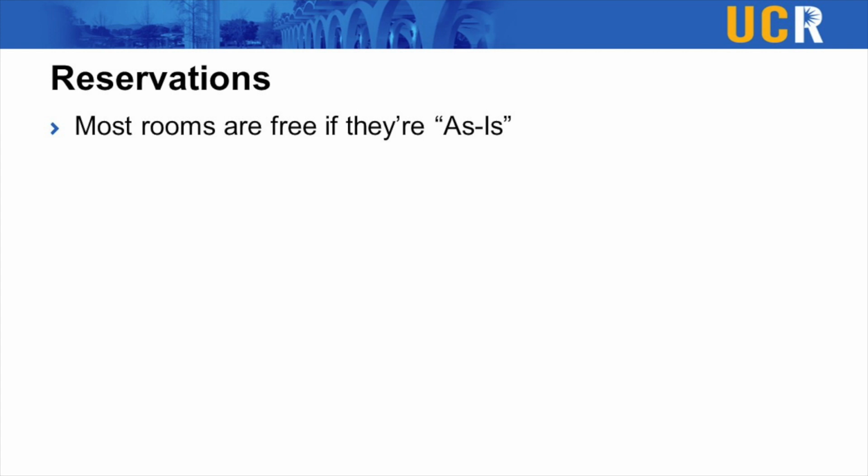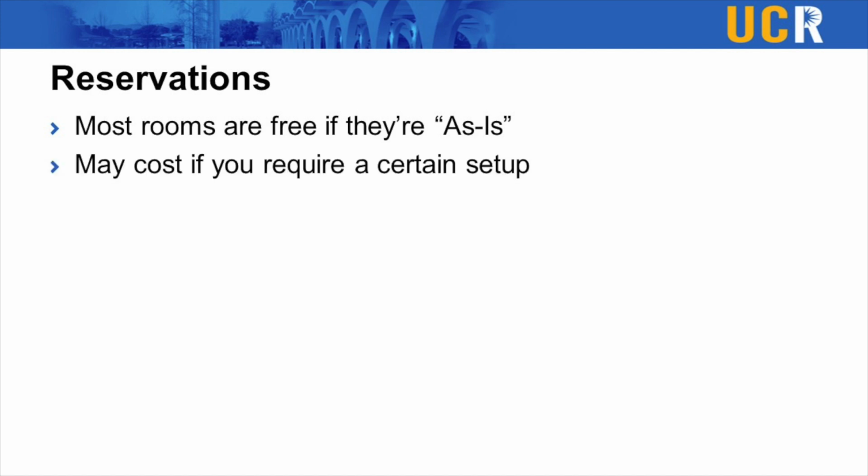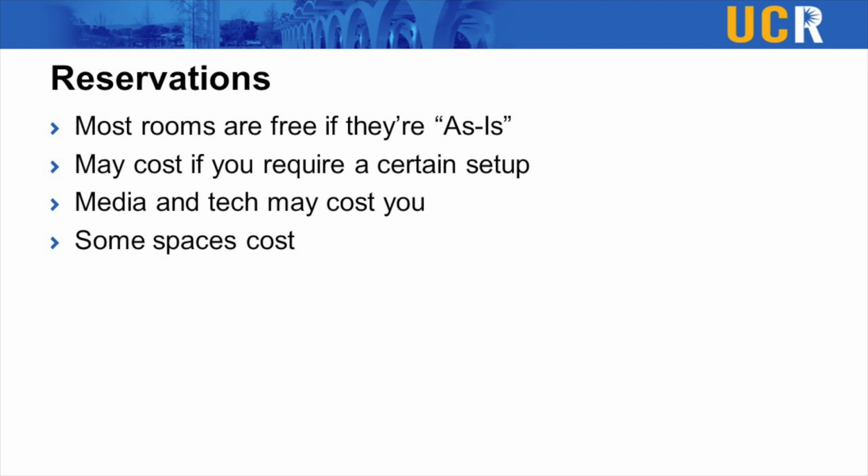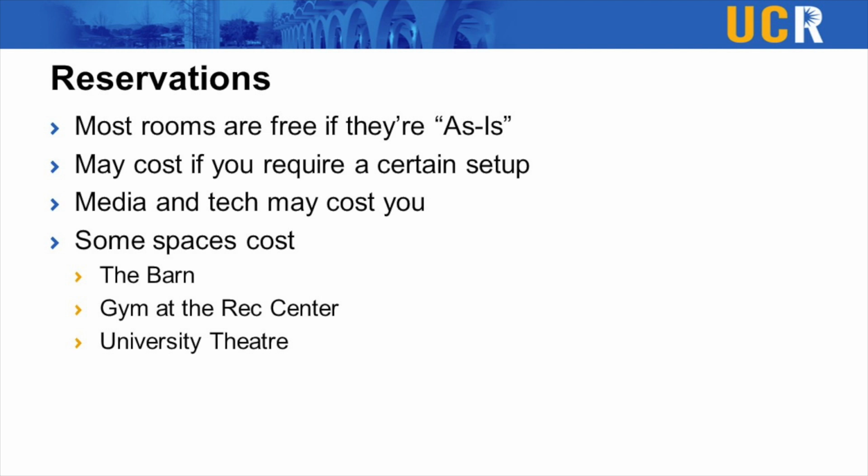Luckily, most rooms are free of cost if you select the option that says Set Up As Is, which means your group would take the room exactly as it is. If you pick to have your room set up for you, it may charge you for that setup. Also, any sort of media or technology that you want to use would cost you, so think of those things when you're budgeting for the year. There are a few spaces that cost to use, such as the barn, the gym at the rec center, and the university theater near Olmsted. Most hub and academic rooms are free for you to use. Also available on this website is all of the outdoor locations. So if you wanted events at the bell tower, this is where you reserve it.